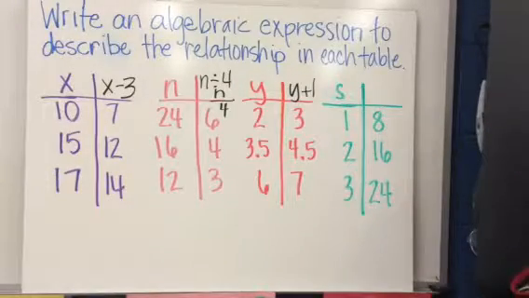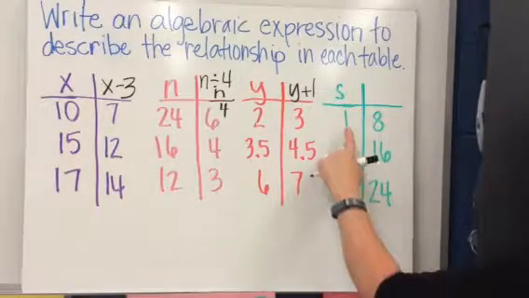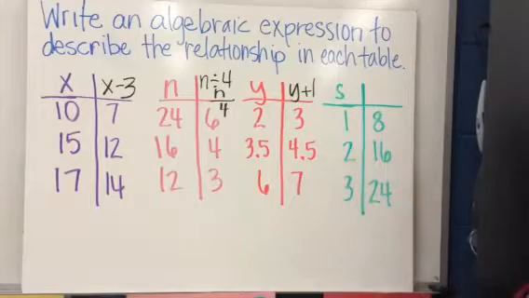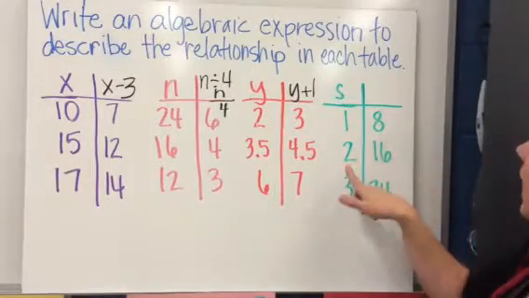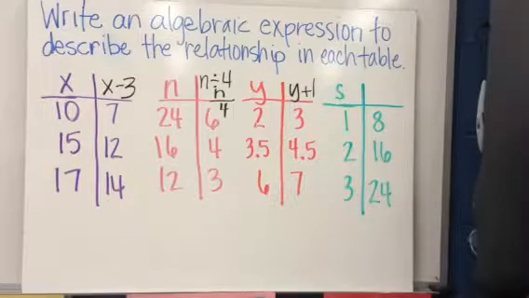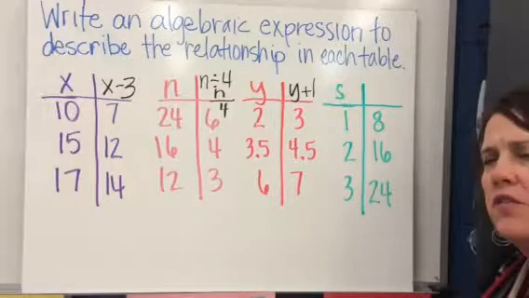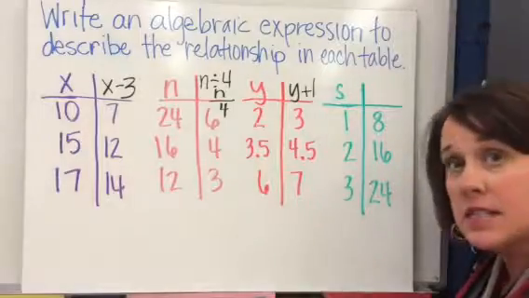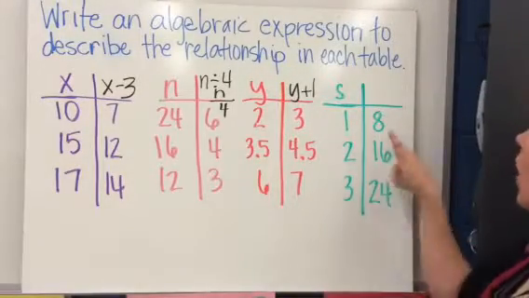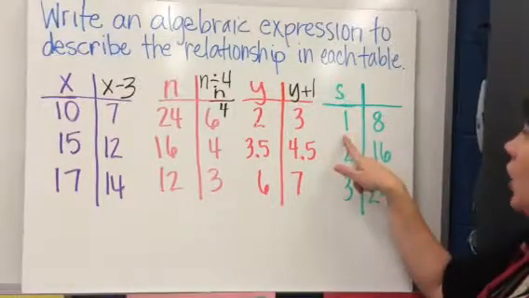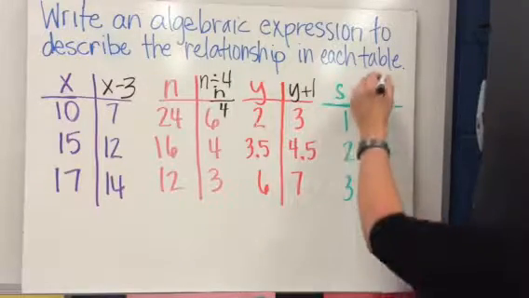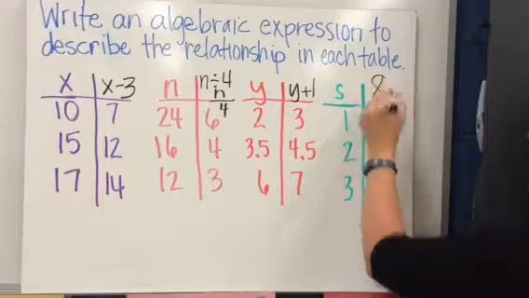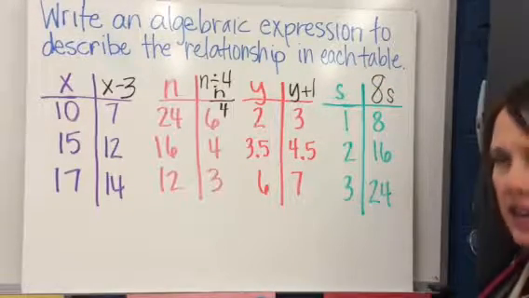And finally, I have one more. This is s this time. When s is a 1, it goes into a function machine and it comes out as an 8. When it's 2, it comes out as 16. And when it's 3, it comes out as 24. Well, what's the same consistent thing happening every time? Well, I'm taking whatever the s value is and I'm multiplying by 8. So the way that I would write this expression is 8s, which means 8 times s.